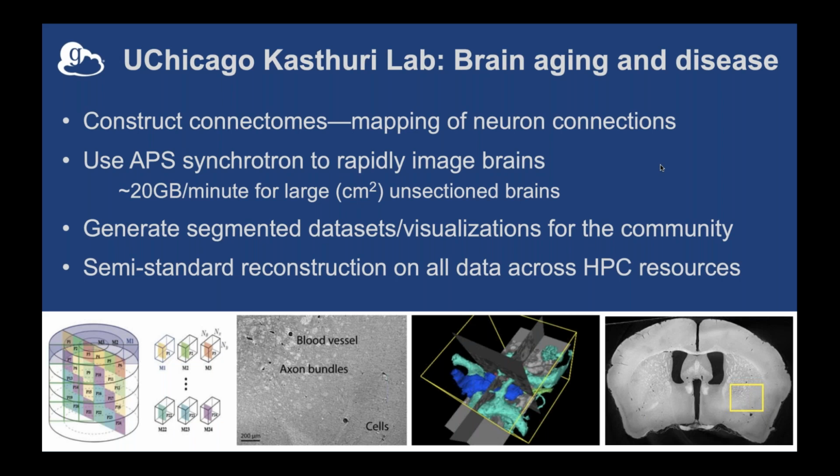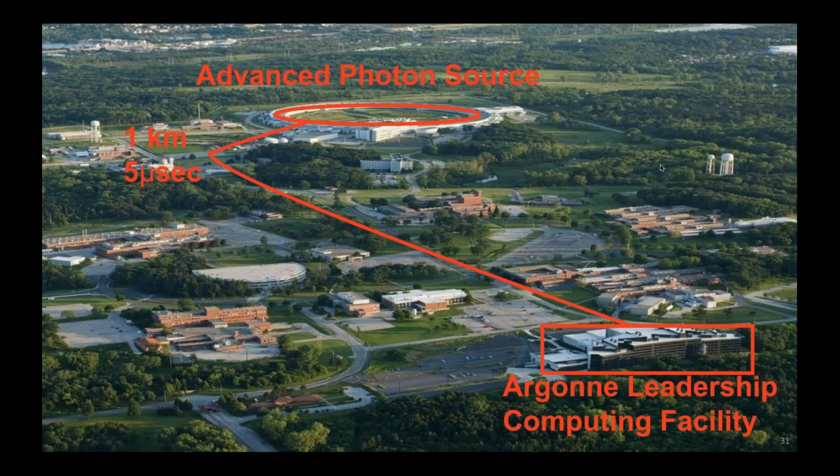And so there's a fair bit of machinery that underpins this, but it turns out that it's quite easy to connect the Advanced Photon Source to a remote leadership computing facility, because we're only a kilometer apart. Although actually with our networks we could easily move the data to far more distant locations as well.